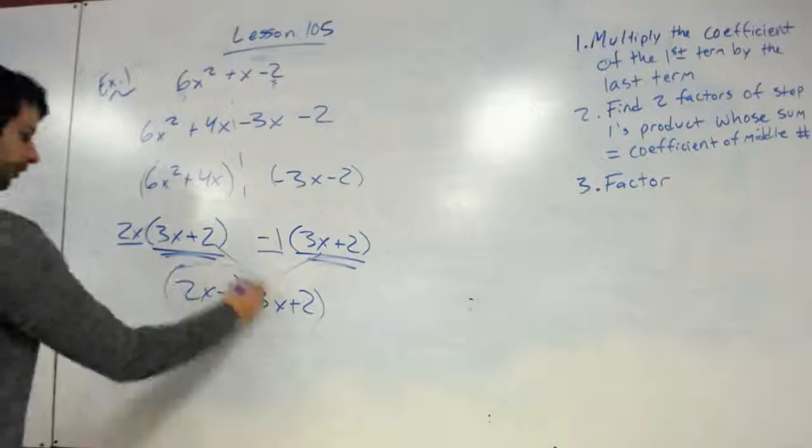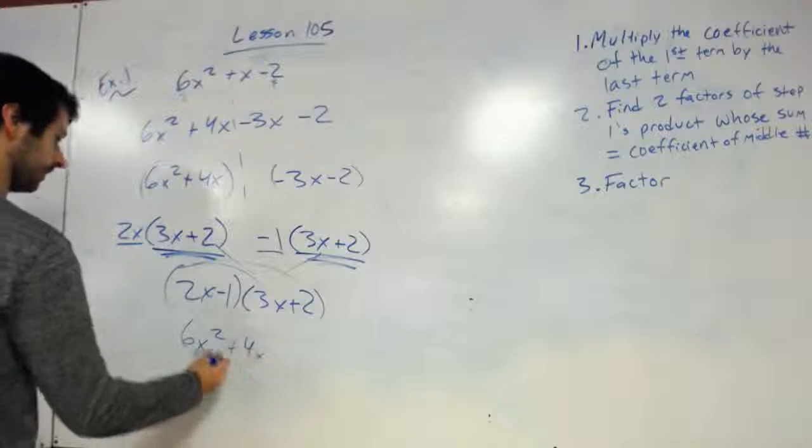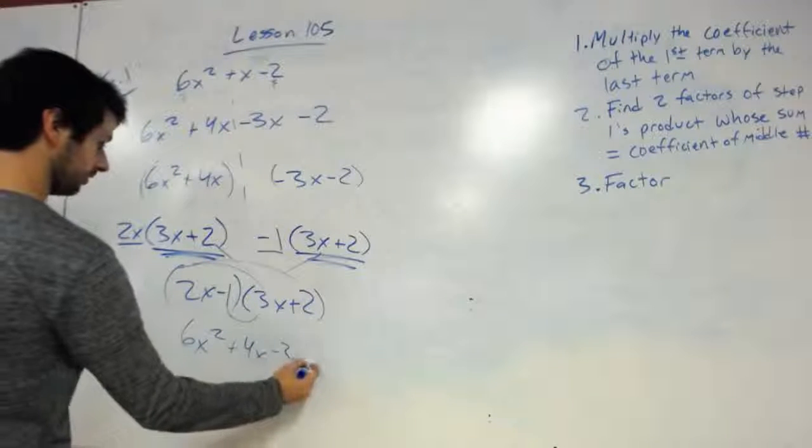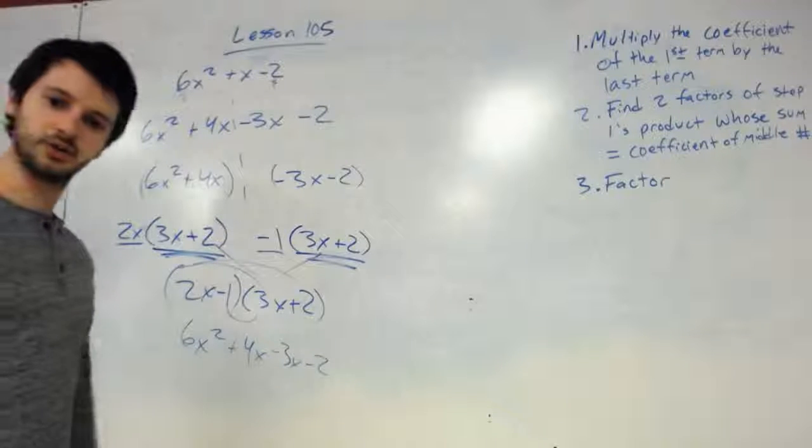If I FOILed, notice that'd be 6x squared. That'd be a 4x inside minus 3x minus 2, right back where we were there. So that is how you do advanced factoring.